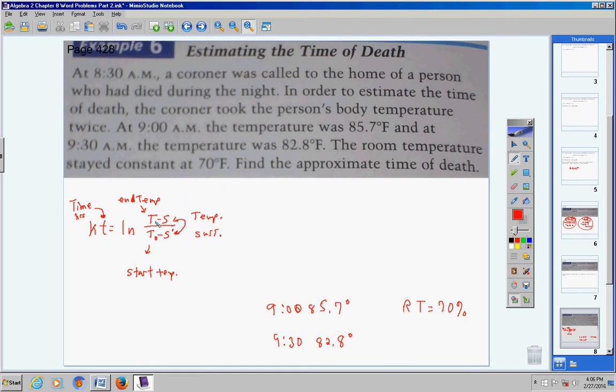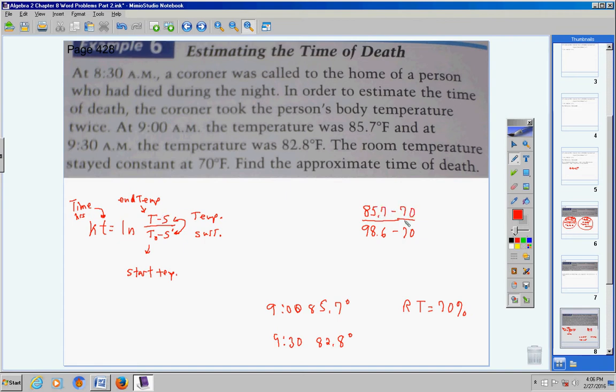Before, when a person's alive, their body temperature is 98.6. So we're going to try to solve for K and T by starting off with the body being at 98.6. So for T0 right here, the starting temperature, and the temperature found is 85.7.